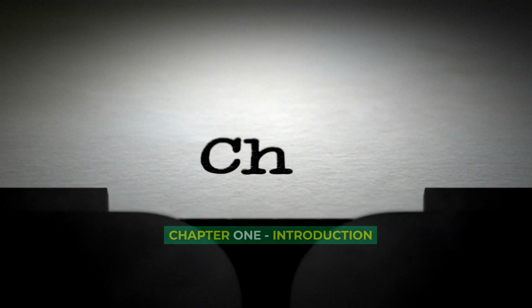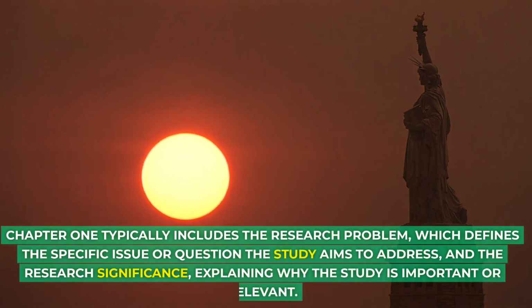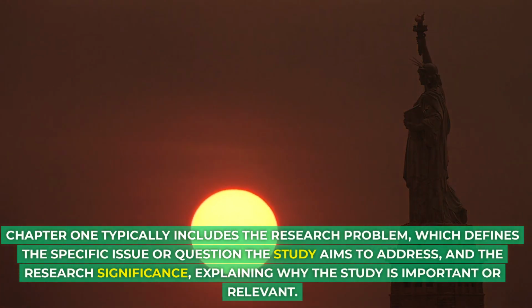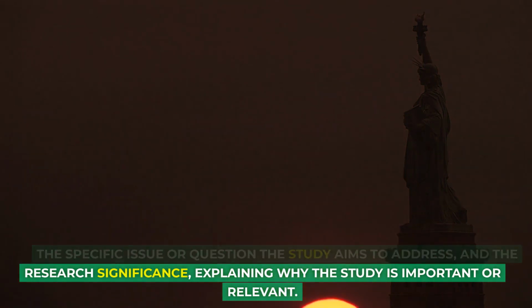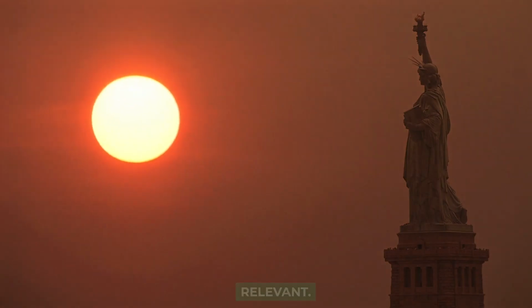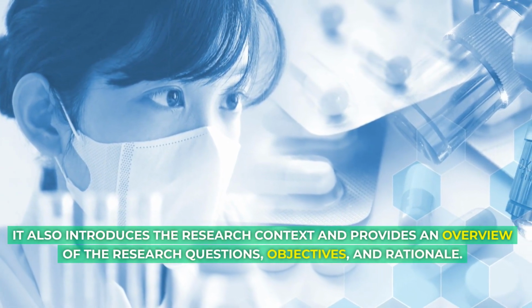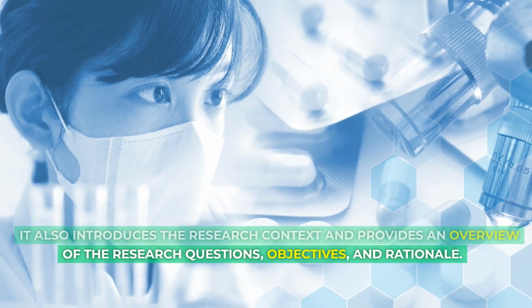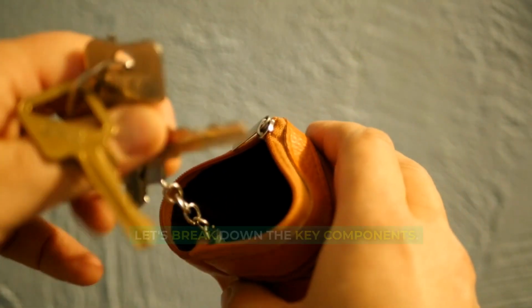Chapter 1 Introduction. Chapter 1 typically includes the research problem, which defines the specific issue or question the study aims to address, and the research significance, explaining why the study is important or relevant. It also introduces the research context and provides an overview of the research questions, objectives, and rationale. The first chapter of your research sets the stage for everything to come. Let's break down the key components.